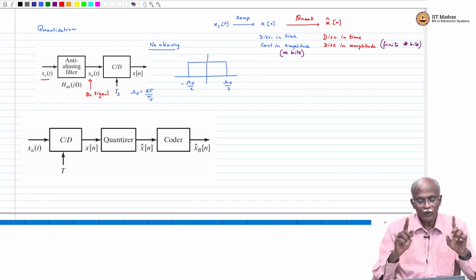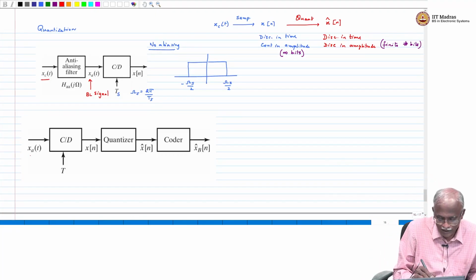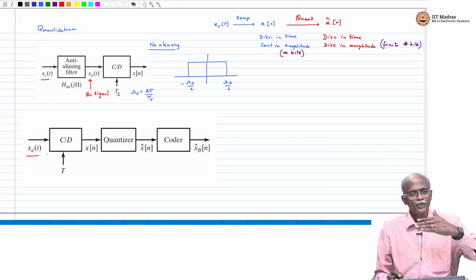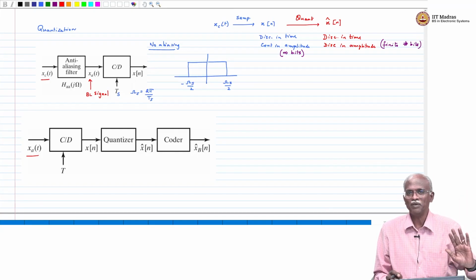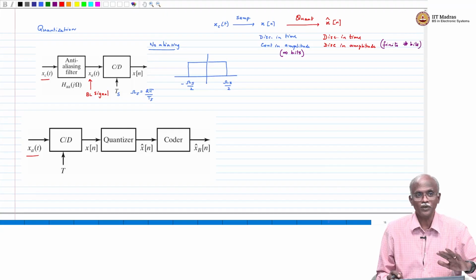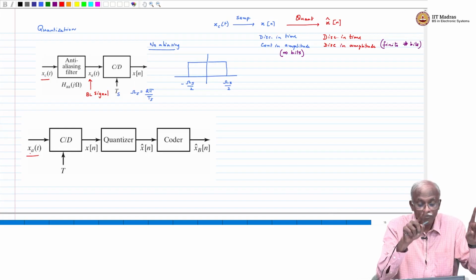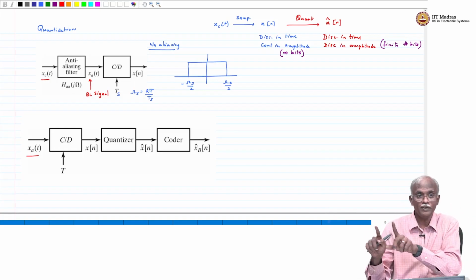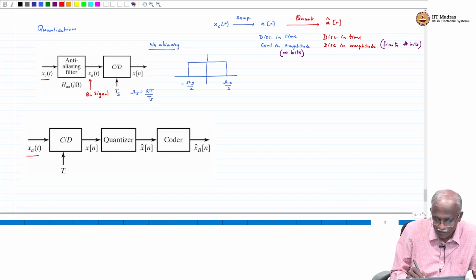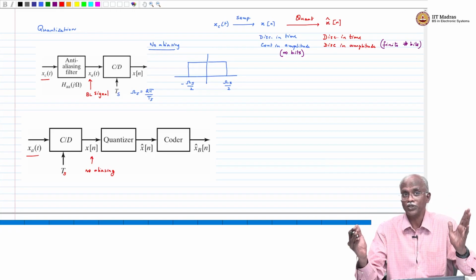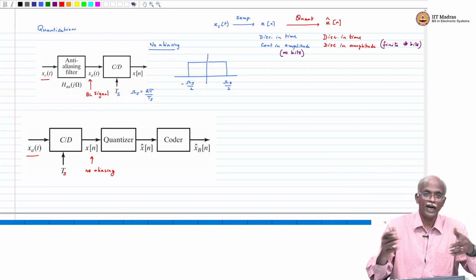Now when you talk about quantization and you see that the input is given as xa of t, you may say, well, maybe the professor made a mistake in the previous slide. He wrote it as xc of t, and this time he wrote xa of t. No, we have not changed the notation. It is just that xa of t has now been pre-filtered, so that when you pass it through the C to D converter, it will not have any aliasing. So this x of n has no aliasing. That is an important element, because the quantizer is going to introduce some distortion. We do not want aliasing also to come in, because that will add a complex distortion.